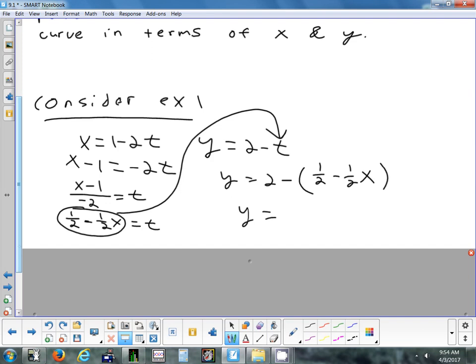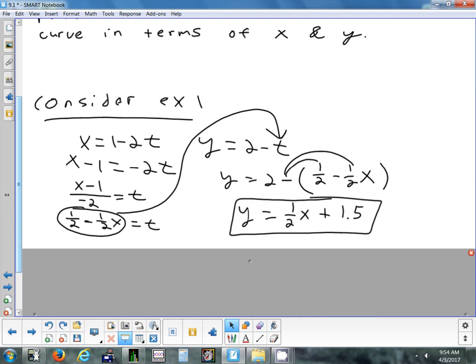Okay, what's 2 minus 1/2? 3/2 or 1.5, same thing. So that's 2 minus 1/2. And now I did this part, I still need to do this. What's minus 1/2 x? Plus 1/2 x. Okay. So there is your equation that we just did parametrically as a function.